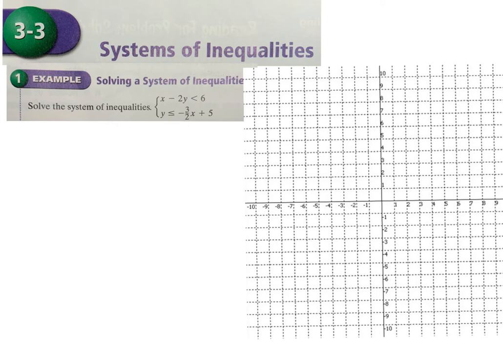Moving from equalities to inequalities, you're basically solving for a set of numbers that works for both inequalities. So your bell work was graphing inequalities, just individual ones. And honestly, systems of inequalities is really just that simple. You are graphing two sets of inequalities, and where they cross over is your answer, all right?